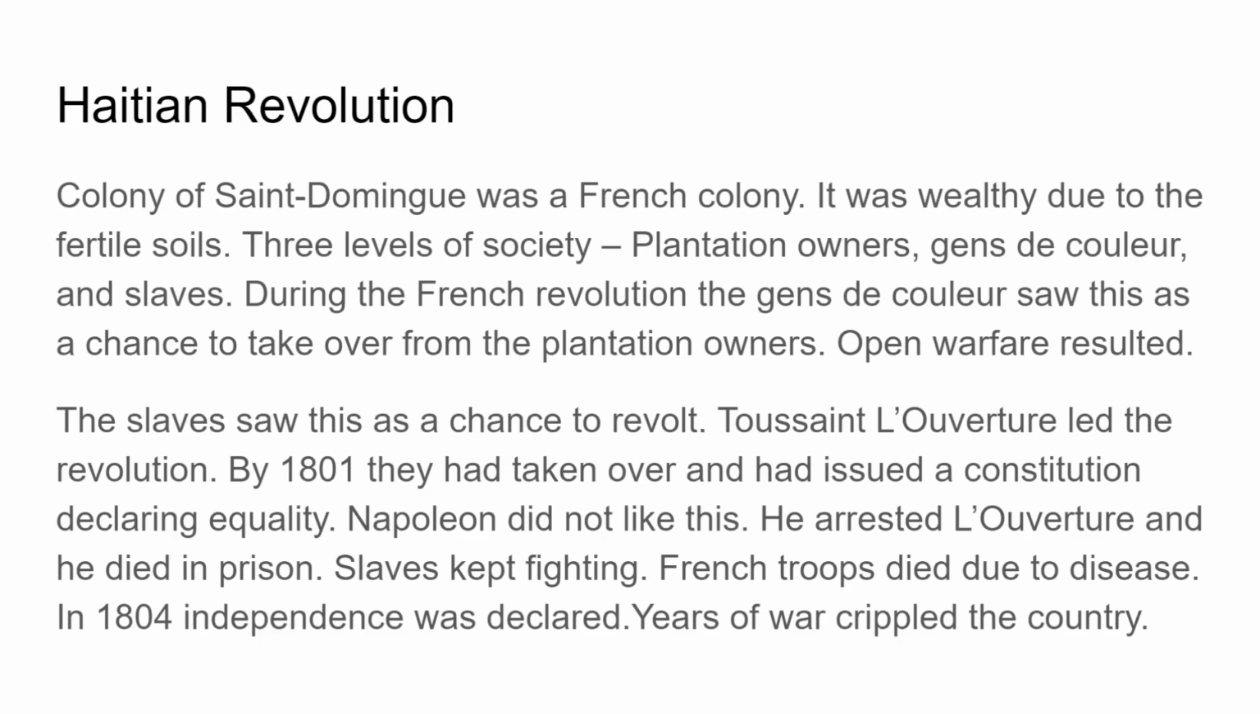Now, the person who is going to be one of the most famous leaders of this revolution, Toussaint Louverture, is actually a gens de couleur, which is kind of strange. But he had a lot more education, I think, than a lot of the slaves, obviously, and so therefore, I guess he was more acceptable to the slaves also, but he will end up being the leader of this revolution. So the slaves will basically take over in 1801, and they will issue a constitution declaring equality.